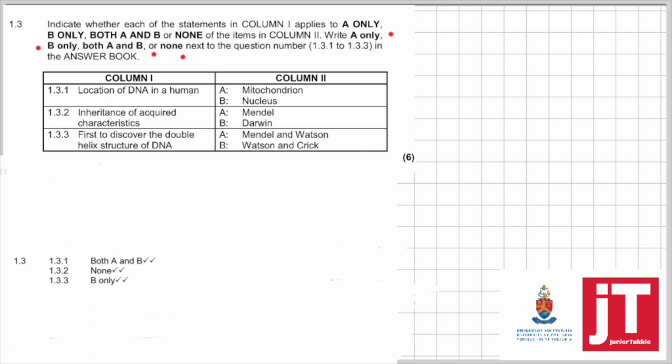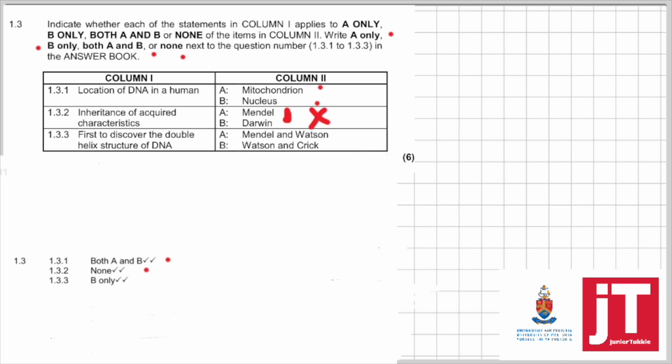1.3.1. The location of DNA in a human. You should know there's human DNA in the mitochondrion and the nucleus. Your answer is both A and B. 1.3.2. Inheritance of acquired characteristics. You should know that as Lamarck. Is Lamarck here? No. So your answer is none.